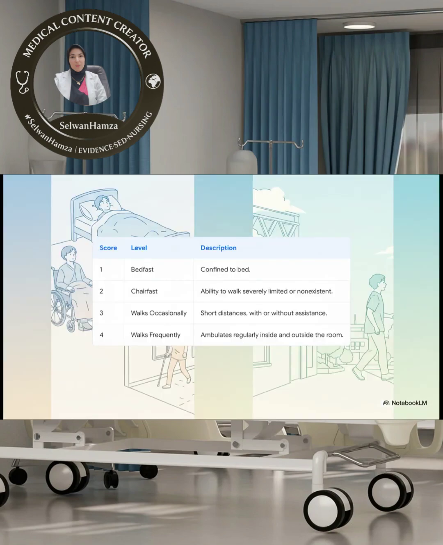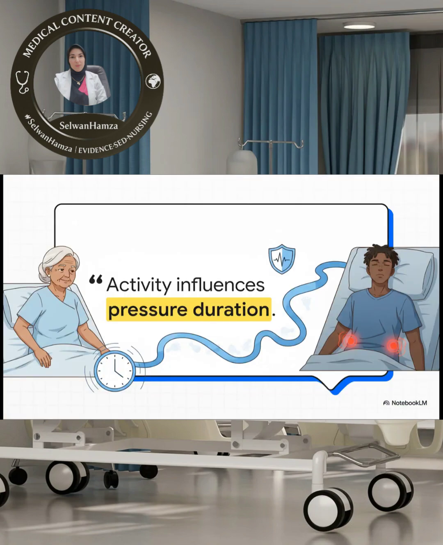So when you look at the scoring, it's a pretty clear spectrum from 1 to 4. A 1, that's for a patient who is completely confined to bed. A 2 is for someone who's chairfast. Their walking is severely limited. As we move up, a 3 means they walk occasionally, maybe with a bit of help. And finally, a 4 is for a patient who's up and walking frequently, not just in their room, but outside of it too.